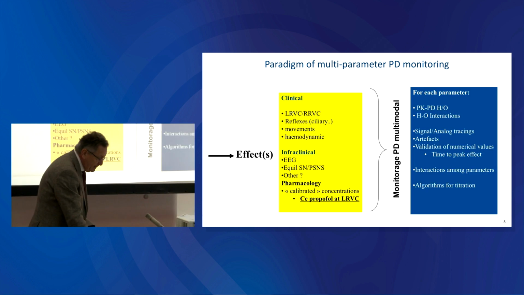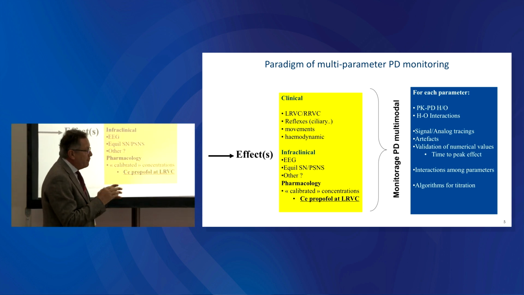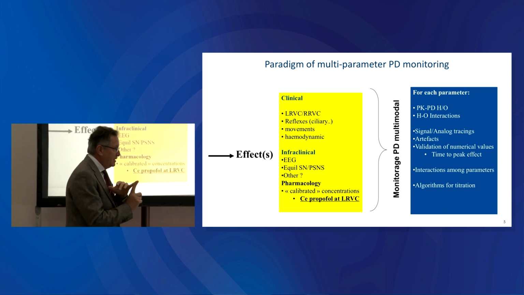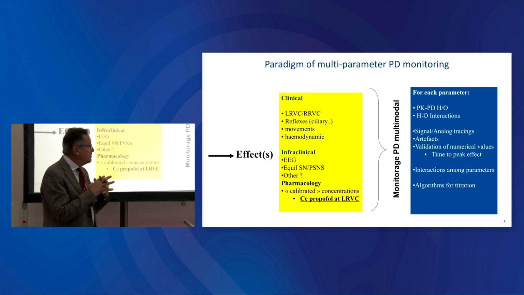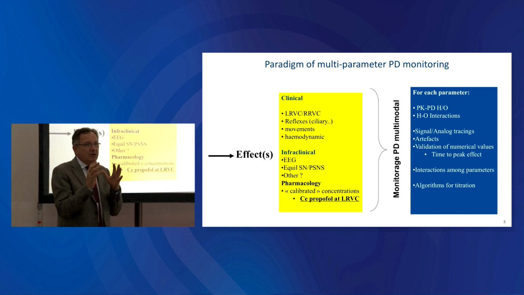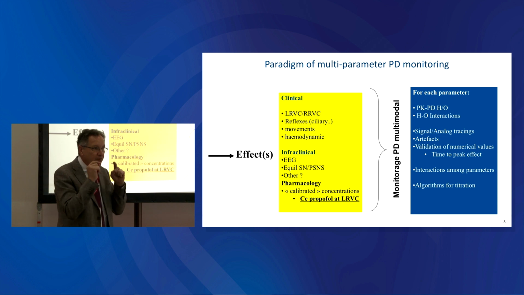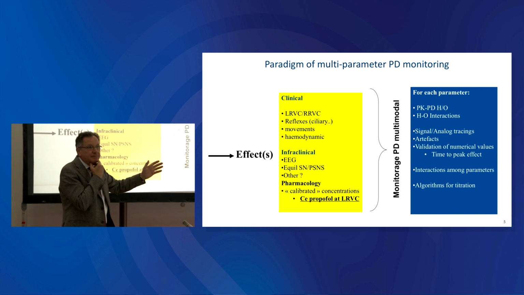And then the issue is, if we go on the right side of the panel, for each parameter, you need to know what the raw signal is. It's mandatory. You also need to integrate, of course, pharmacology. Then you need to know how artifacts are recognized, and then you need something for you to validate the numerical value. It is mandatory. You cannot rely only on the device to validate the numerical value. And then, well, the time to peak effect. That is something tricky.